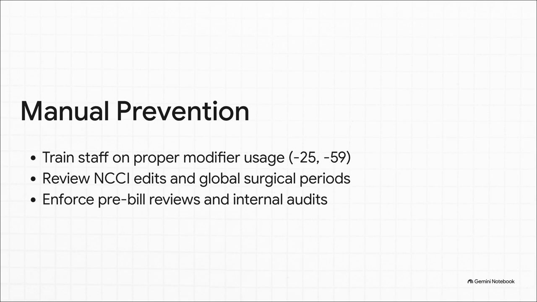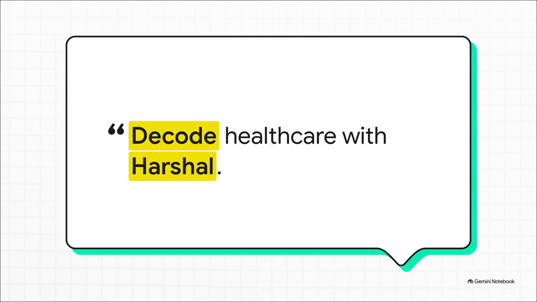Enforce strict review queues for unlisted codes prior to any batch submission. Train your staff relentlessly on proper modifier usage and mandate that your coders are reviewing global surgical periods before they hit submit. By enforcing rigorous pre-bill reviews and internal audits, you transform your entire revenue cycle from reactive to proactive. And that brings us to the end of Part 9.